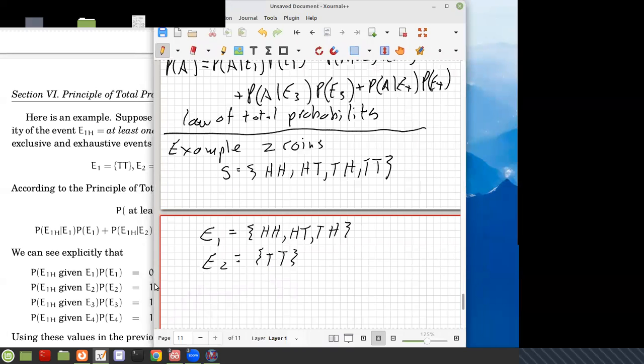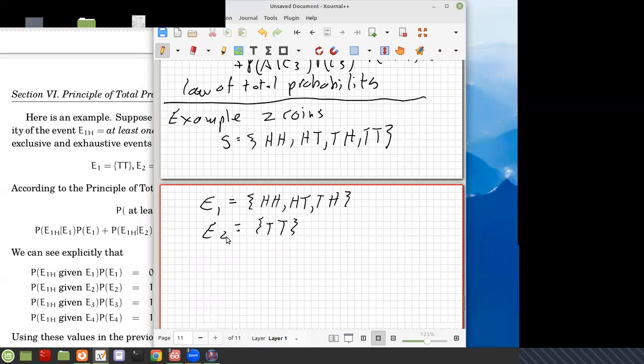Okay, well, the law of total probability says, let's say we wanted to know the probability that TT would occur. You'd have 2 tails. Well, I mean, this is trivial because you know the answer is 1/4. But the idea here is to use this to understand.